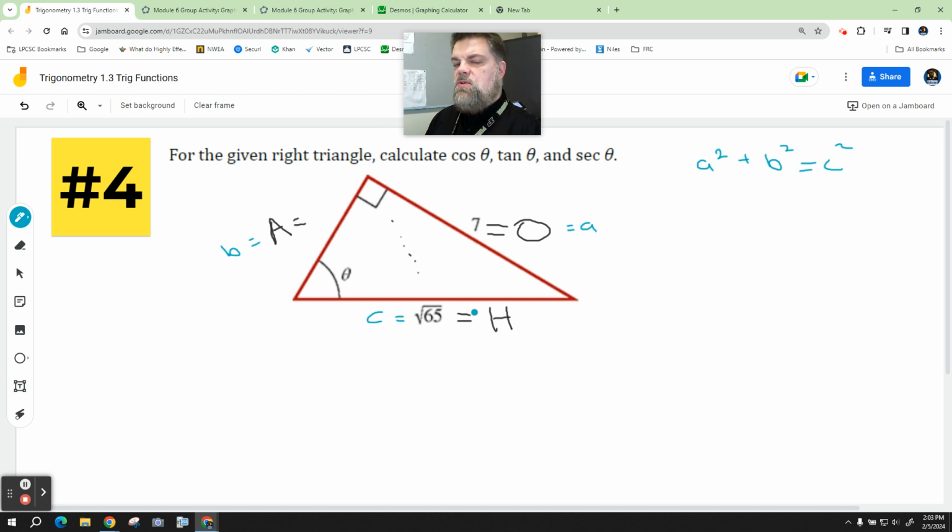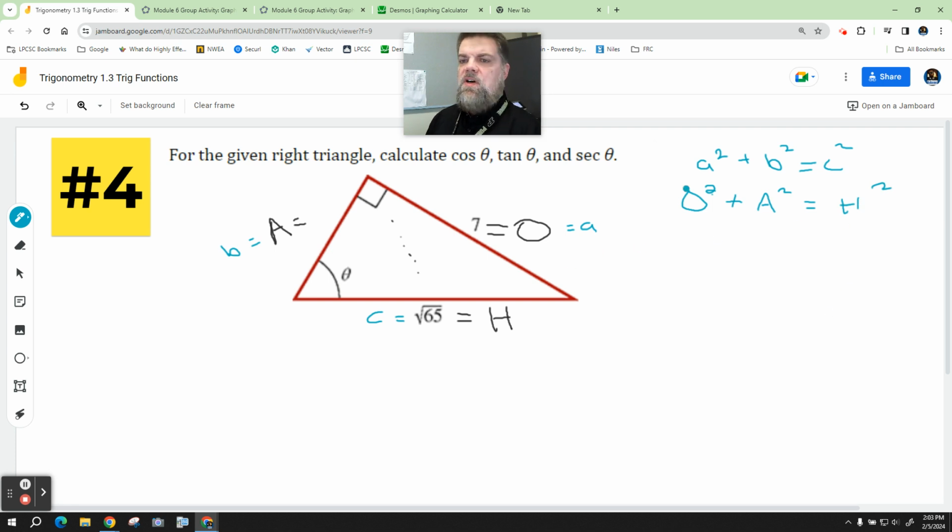But in trigonometry, we're still going to use those properties, but instead of thinking of it like this, what is a squared in terms of trigonometric definitions? That's the opposite, isn't it? So that's the opposite side squared. Well, what is b squared in terms of trigonometric definitions? The adjacent squared. And then what is c squared? The hypotenuse. So that's very important.